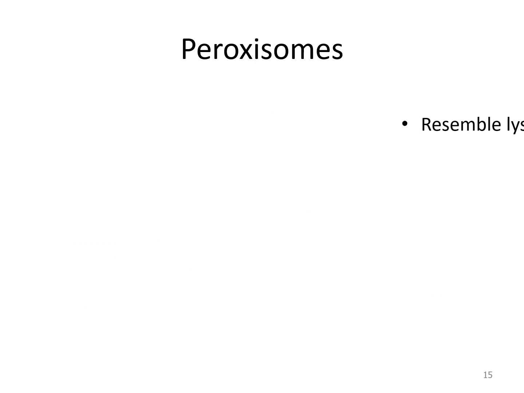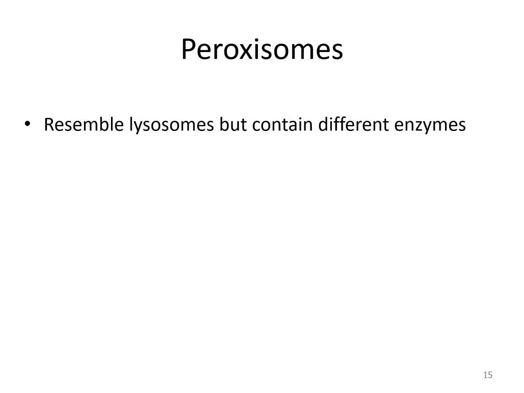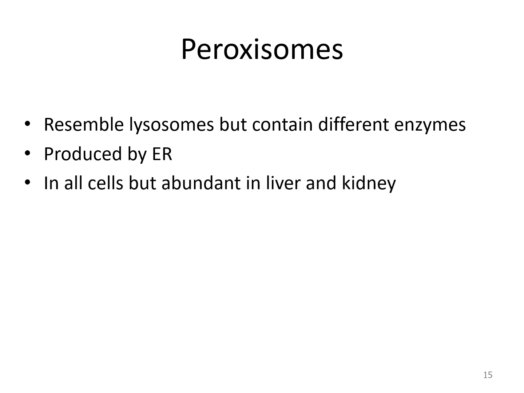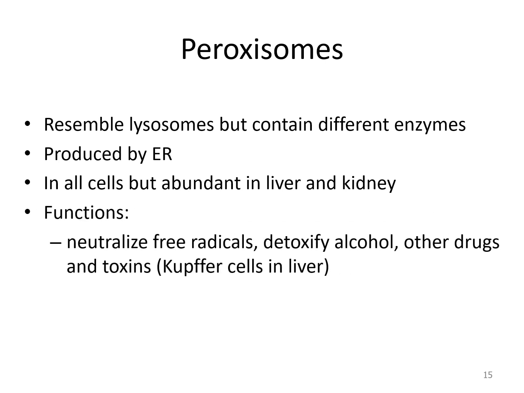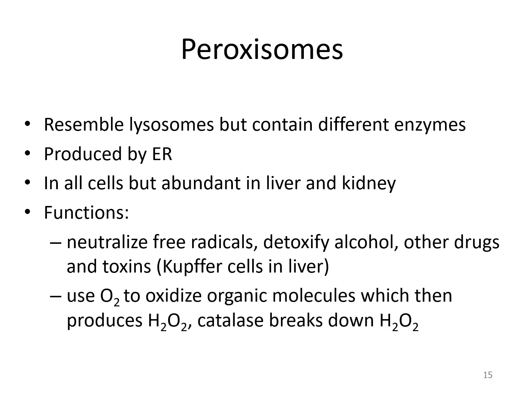Okay, peroxisomes. These are smallish organelles that tend to resemble lysosomes, but they contain different types of enzymes. They are produced by the endoplasmic reticulum. They're in most cells, but they are more abundant in liver and kidney cells. They function in neutralizing free radicals, which are molecules that can cause cellular damage. And they also detoxify alcohol, other drugs, and toxins.